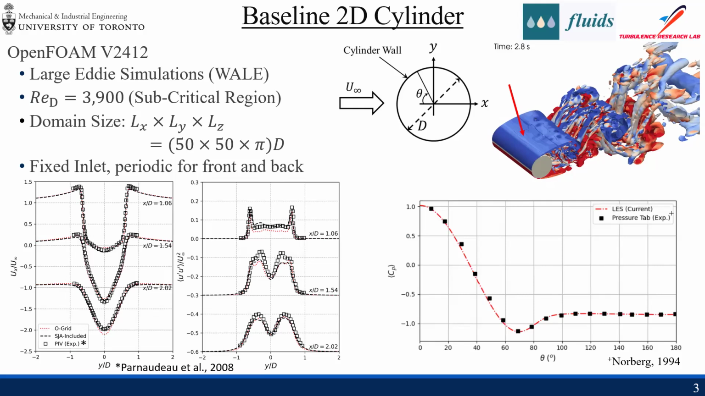Now, just to make sure I didn't get lucky in the wake, I also validated the surface pressure, making sure that the pressure tap results also align well with experiments. This gave us a lot of confidence that both the wake and near-wall flow are accurate. Finally, two variables I want to highlight. First is the drag coefficient of 0.97, and the second is a Strouhal number of 0.21. Both are well within range of the existing literature.